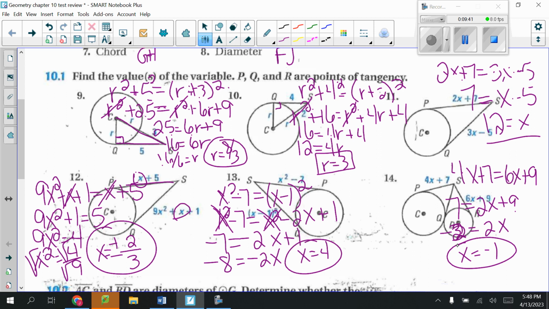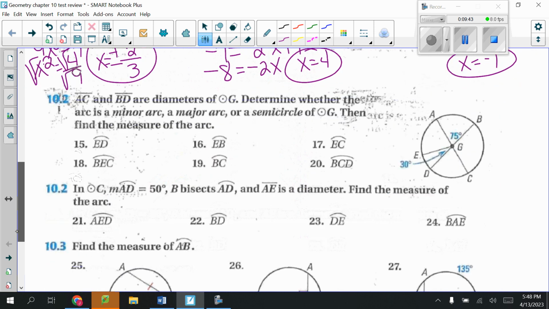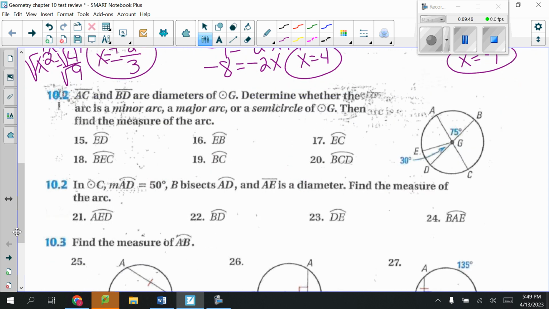All right, let's look at the next section. Section 10.2 is where we learned all about our arc measures and identifying it as minor, major, or semicircle. So here they have asked me to determine whether the arc is a minor arc, a major arc, or a semicircle, and then find the measure of the arc.